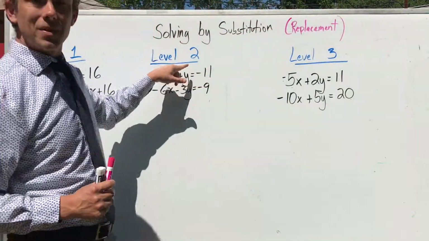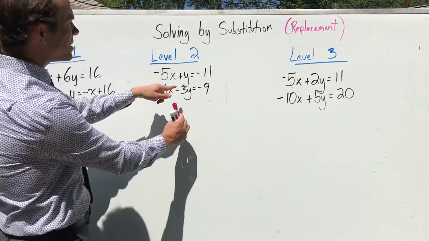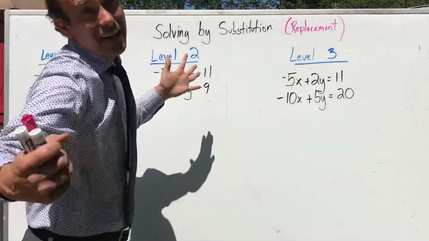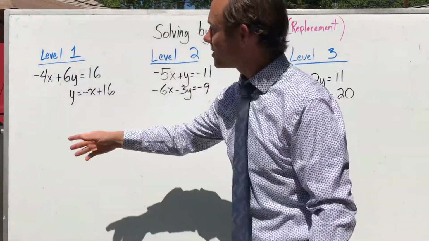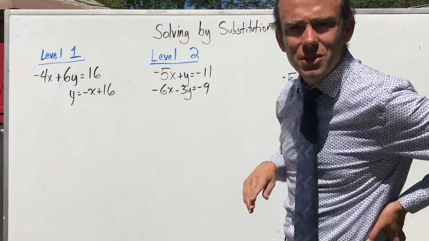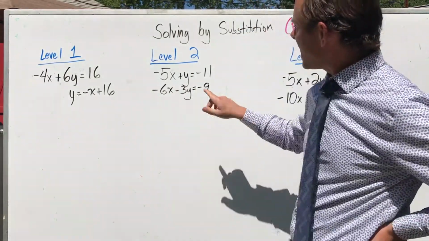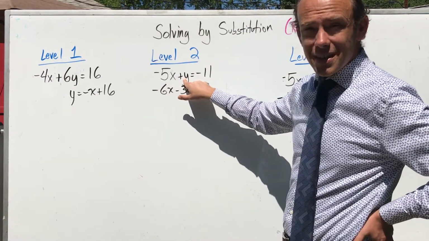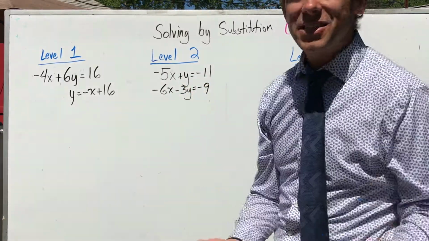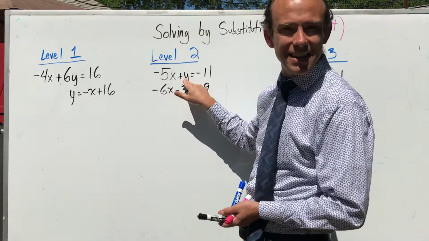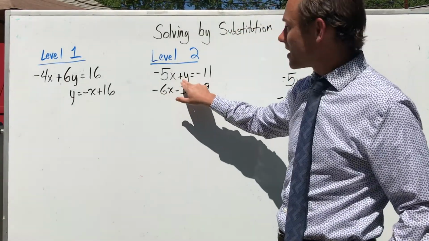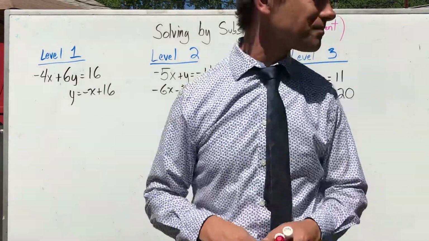Level 2, I call it a level 2 because if you notice, it doesn't have one of the variables all by itself. Okay, it doesn't even have to be y, by the way. It could have been x, but in this case it was y. But one of the things you'll notice with level 2 is that one of the variables doesn't have a coefficient. So it's going to be easier to isolate. It's going to be fewer steps to try to isolate one of the unknowns in terms of the other one.